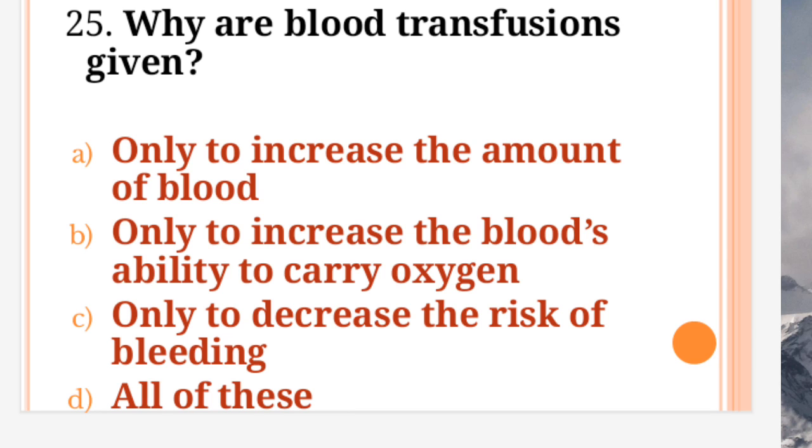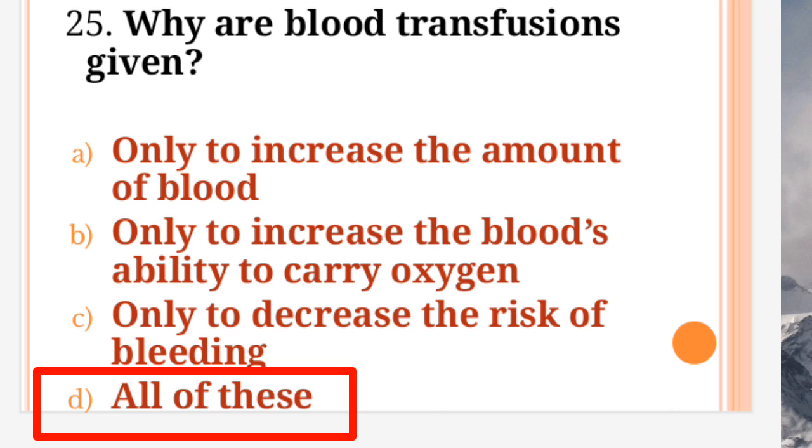Next question. Why are blood transfusions given? Options: A. Only to increase the amount of blood, B. Only to increase the blood's ability to carry oxygen, C. Only to decrease the risk of bleeding, D. All of these. Answer is D. All of these.